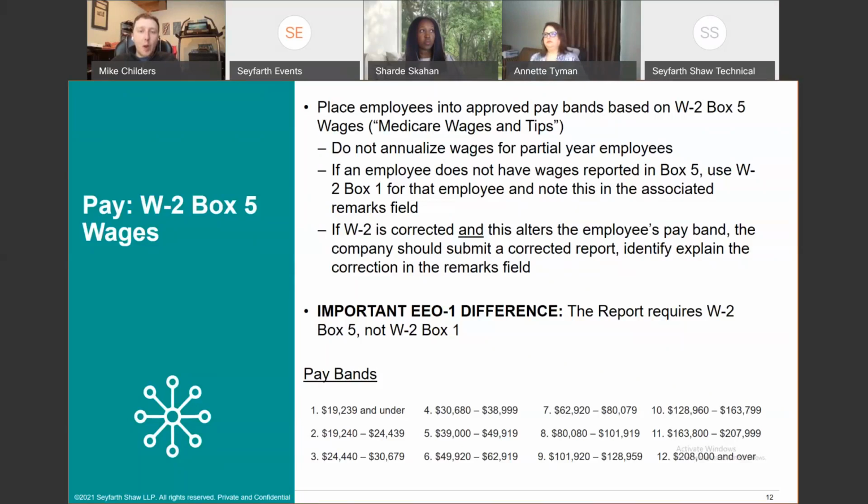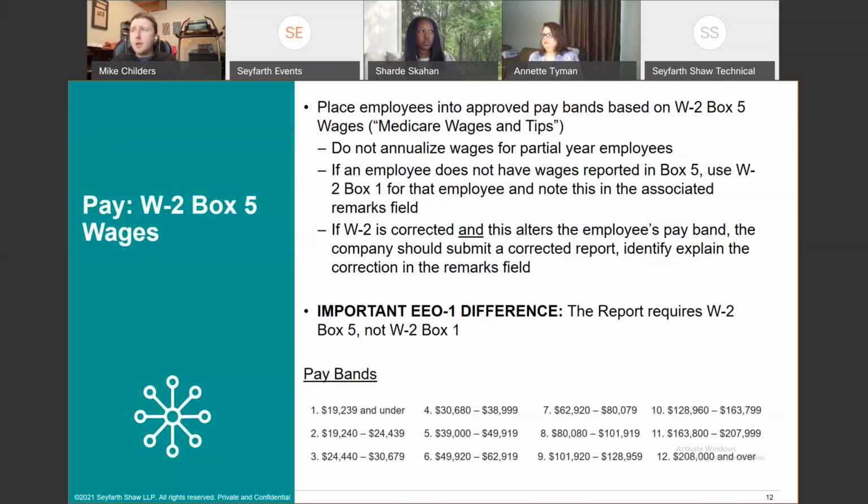The other big change that we're seeing here is there is an obligation, according to DFEH, that if somebody is issued a corrected W-2 and that corrected W-2 changes what pay band the person would have been slotted into, they are requesting that you file a new pay data report and note in the remarks field what has changed between the old pay data report and the new pay data report based on the corrected W-2. So this is a big change. With component 2, there was no obligation to update and keep current based on corrected W-2s, but that is part of the California pay data report.